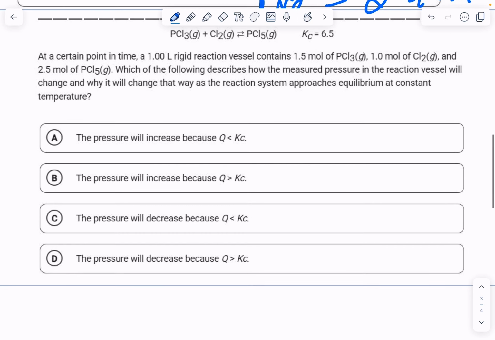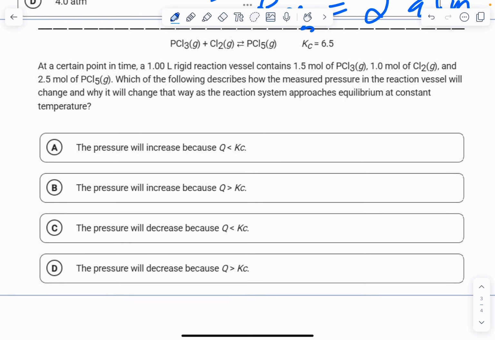It's similar but a little different. We got a reaction, and we're given a K value. At a certain point in time, a 1 liter rigid vessel contains 1.5 moles of PCl3, 1 mole of chlorine, and 2.5 moles of PCl5. Which of the following describes how the measured pressure in the vessel will change and why it will change the way as the reaction approaches the equilibrium at constant temperature?